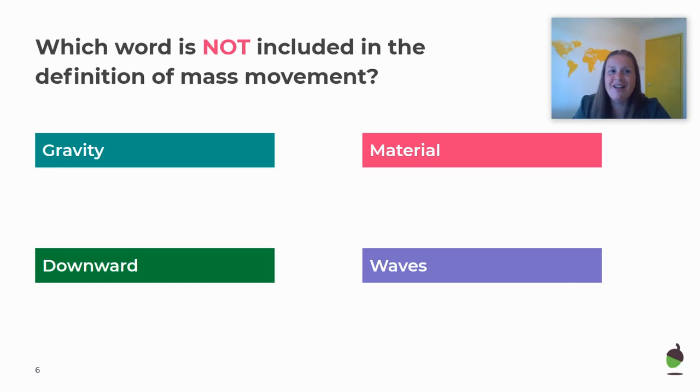Okay, so time to test your learning. Which word is not included in the definition of mass movement? You've only got 5 seconds. Write it down. Okay, so which word is not included? It is waves. So mass movement is the downward movement of material under the force of gravity. Waves is an interesting one though, because waves eroding the base of the cliff through abrasion can make mass movement worse because it undercuts the bottom, so the material above is unsupported and more likely to move through mass movement.